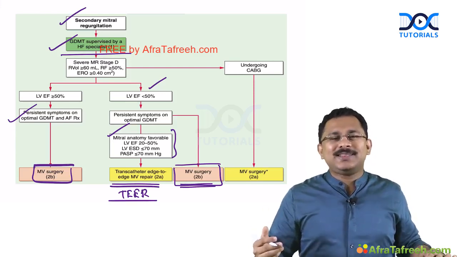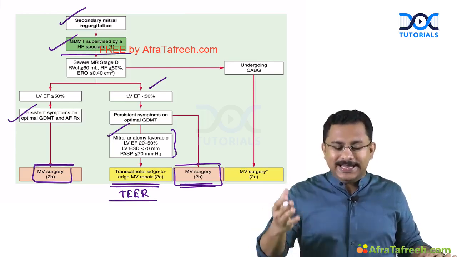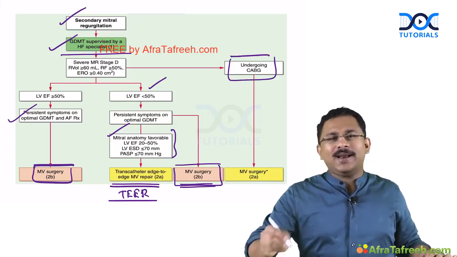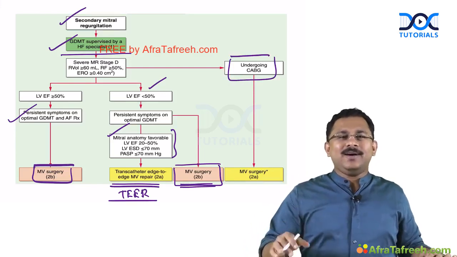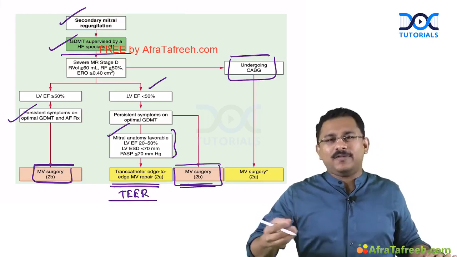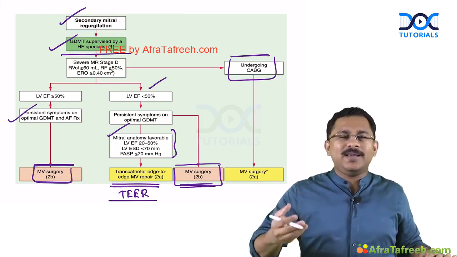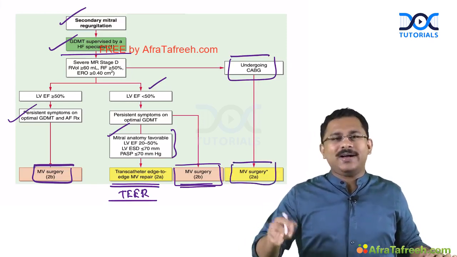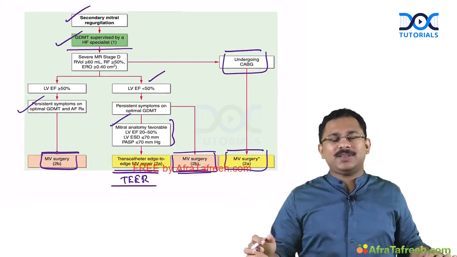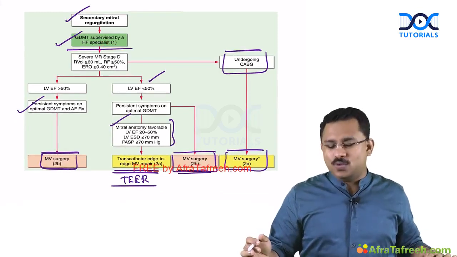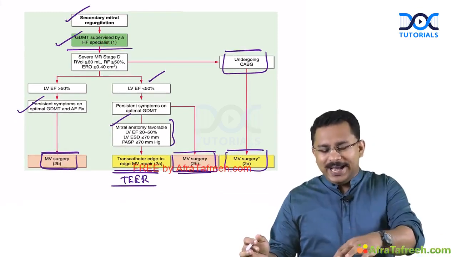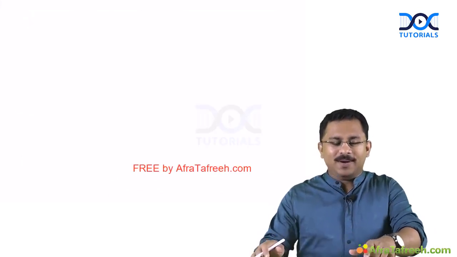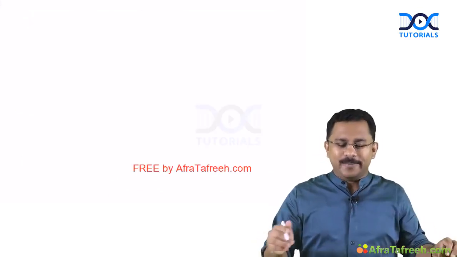And in patients with stage C and stage D, see, in patients who are undergoing CABG, when the patient is anyway being treated with CABG for myocardial ischemia, then again you can go for mitral valve surgery with a class of recommendation of 2A. So we have discussed in detail the management of chronic primary MR and chronic secondary MR.